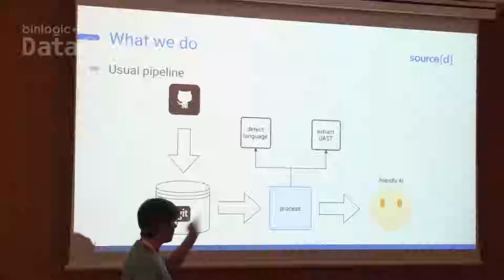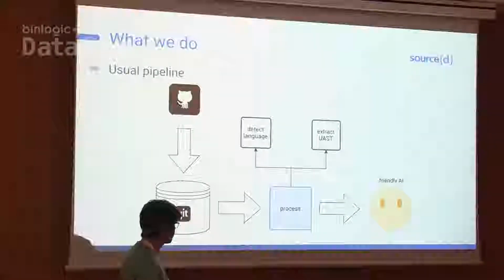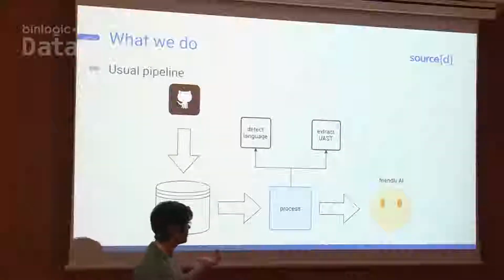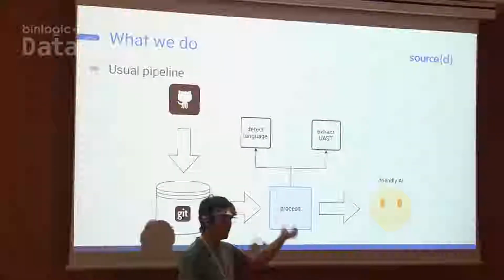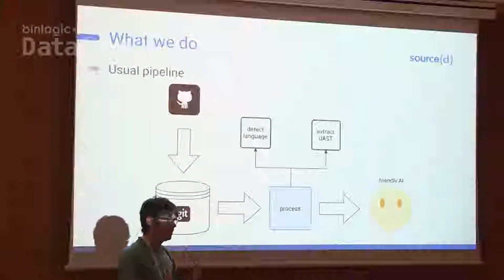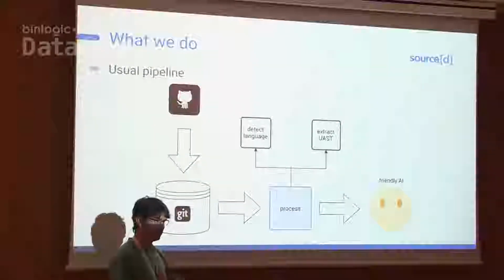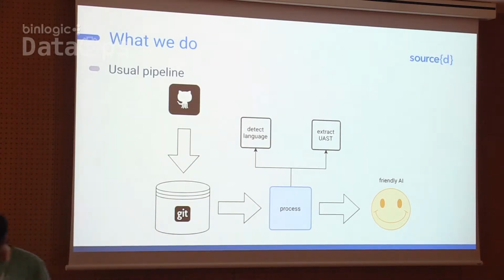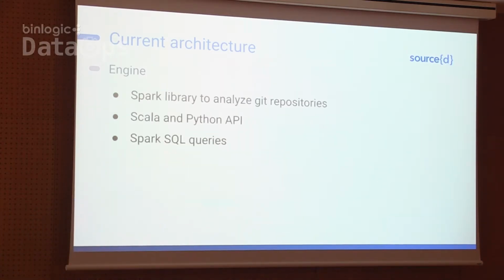After that, we do some other processing on what we extracted from the data. We do several things with it, and one of them is feeding it to AI. So, for example, we can do things like automated code reviews and things like that. So how do we do this at the moment?